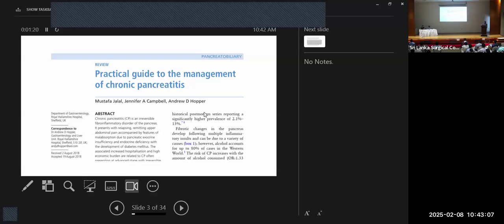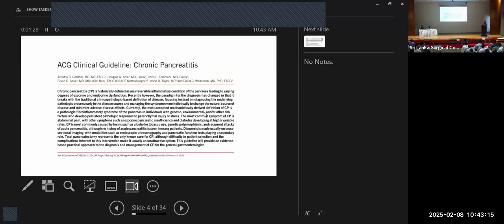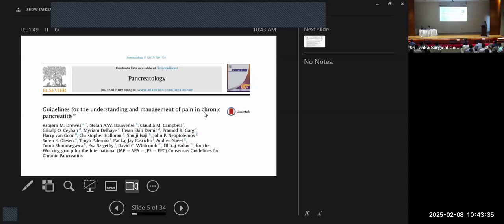This is from BMJ and this is downloadable. The American College of Gastroenterology guideline is from 2020, right? This is also downloadable and both talk about chronic pancreatitis. Then there was an international consensus guideline that was published in 2017 in Pancreatology. This is the oldest of the three, and the ACG guideline is a bit different to this in some areas.